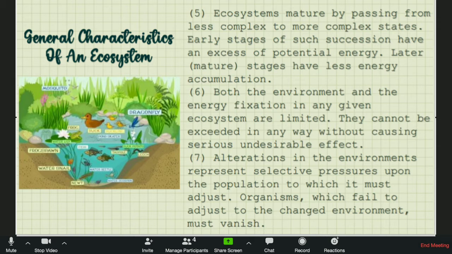Sixth, both the environment and the energy fixation in any given ecosystem are limited. They cannot be exceeded in any way without causing serious undesirable effects. Seventh, alterations in the environment represent selective pressures upon the population to which it must adjust. Organisms which fail to adjust to the changed environment must vanish.